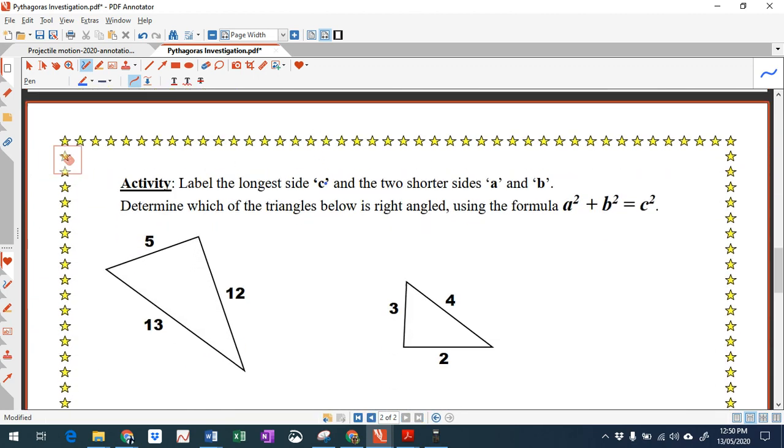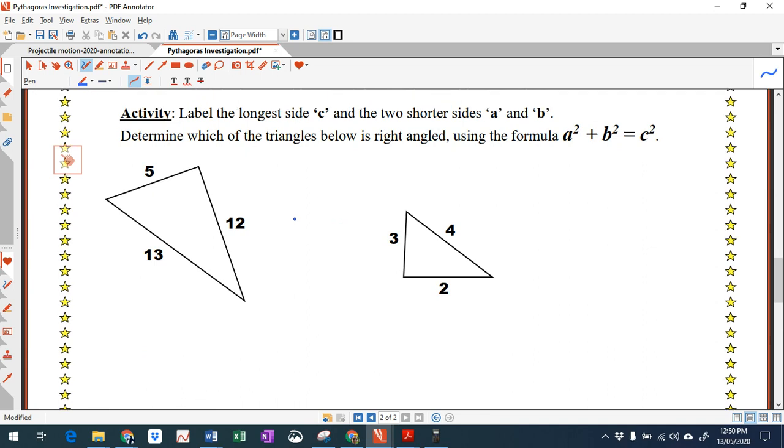So let's look at these triangles down here in this activity. I've got two triangles and a test to see if they are right-angled. If they're right-angled, then I know that A squared plus B squared will be C squared. So let's start off. I'm going to label the longest side on the triangle C, just like before. The other two sides, I'll label A and B.